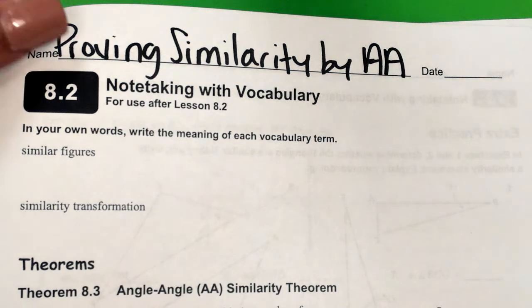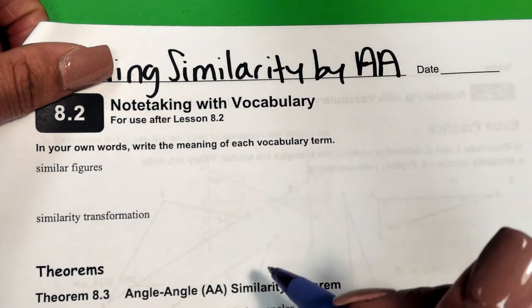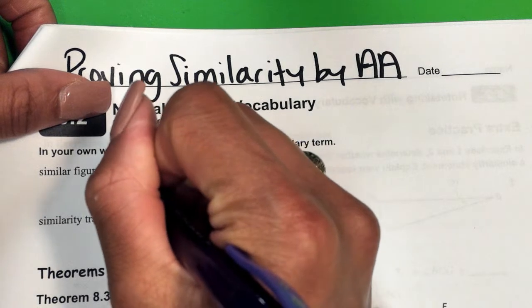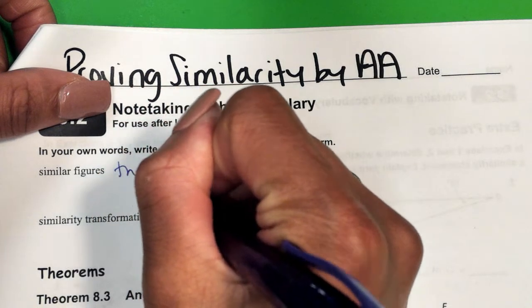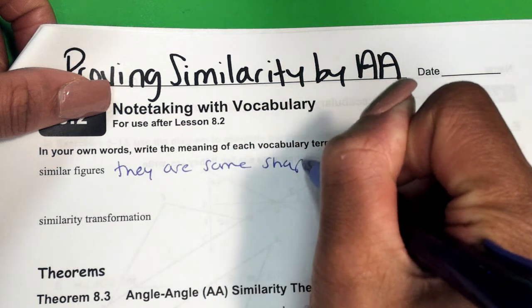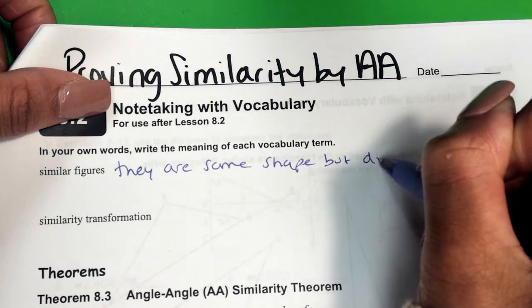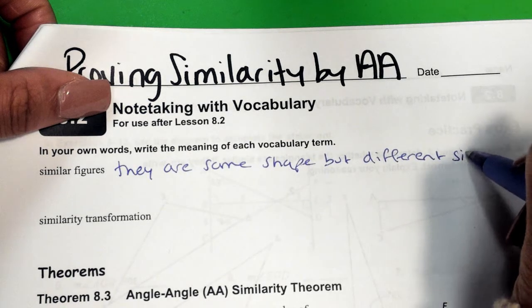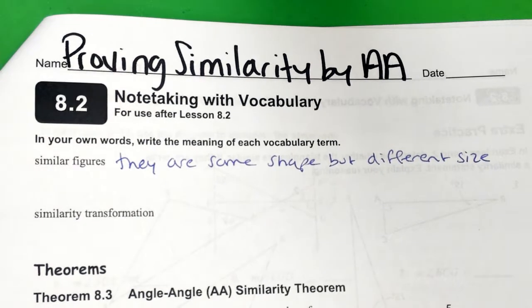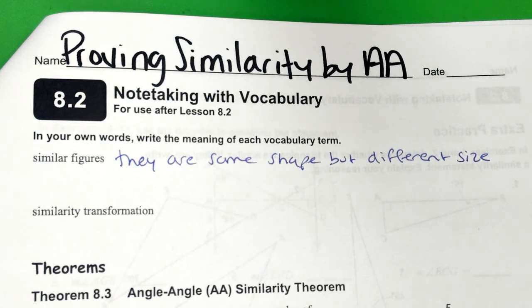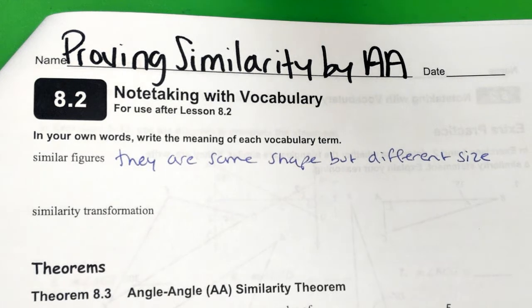So just to recap on vocabulary, we have our similar figures, and similar figures in layman's terms, we said they are the same shape, but different size. Same shape, different size. Okay. So same shape, different size for similar figures, and then similarity transformation.